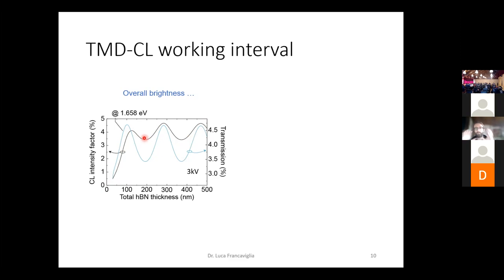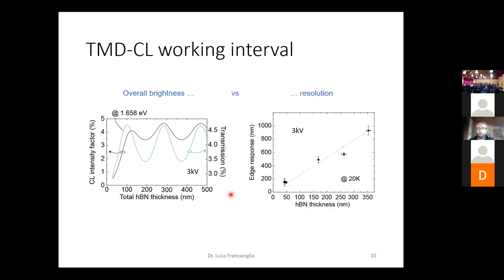So these two aspects together, we can see them as a sort of prefactor for the overall CL intensity that we can have from the system. And we have essentially an increase of brightness for an increase of HBN thickness. But at the same time, if you remember the first part of the talk, we know that for any increase of HBN thickness, we are actually reducing the spatial resolution of our mapping. So we have these two counteracting aspects to consider.